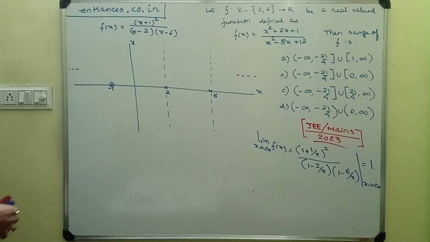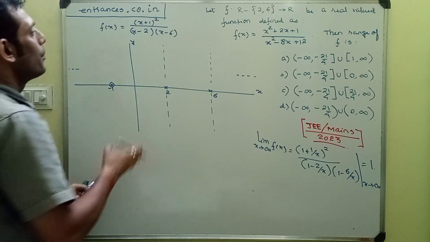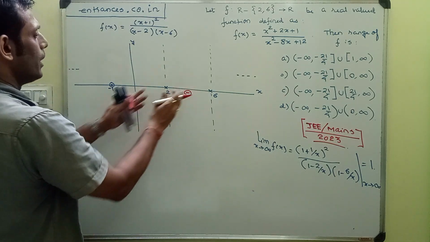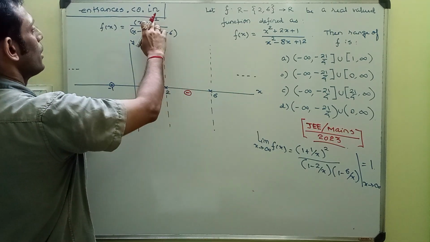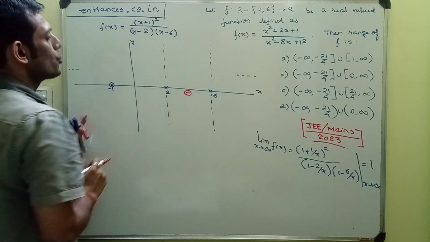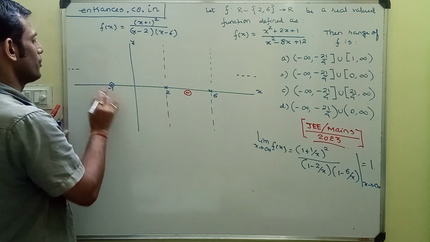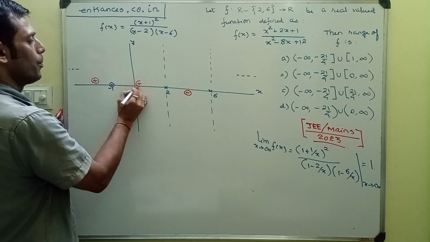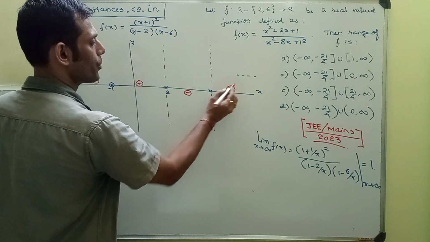Now the polarity of this function. Between 2 and 6 this is going to be negative, otherwise positive. This is a square function, it will always remain positive. So therefore it will be positive on this side, positive on this side, and positive on this side.